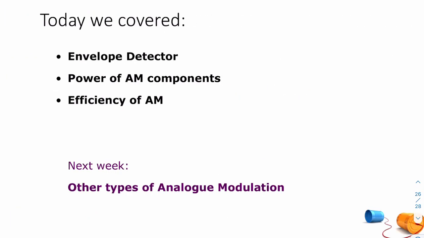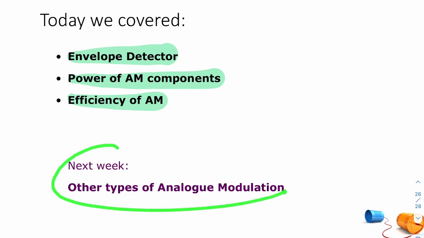So that's a summary of today's lecture, where we spoke about non-coherent or asynchronous demodulation, the envelope detector. We spoke about the power of the different components, and we spoke about the efficiency. Next, we're going to talk about other types of analog modulation, and I'll actually release that lecture tomorrow.